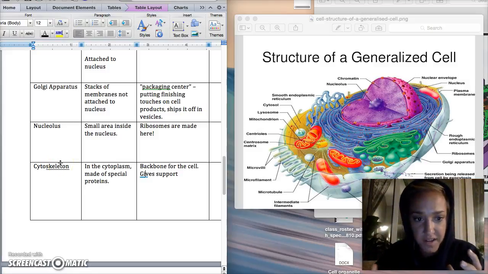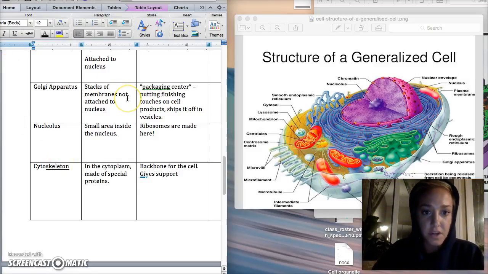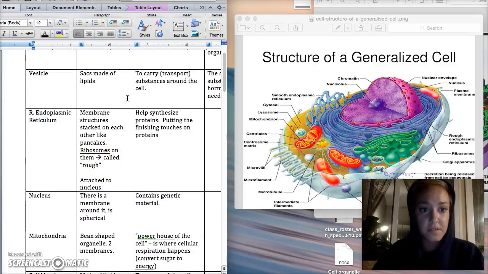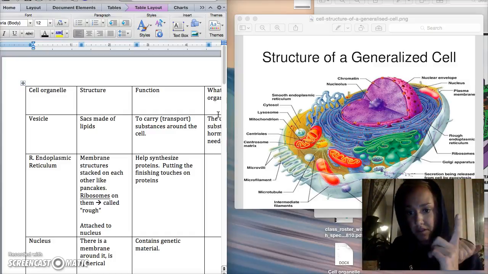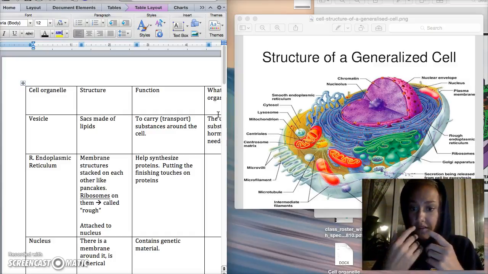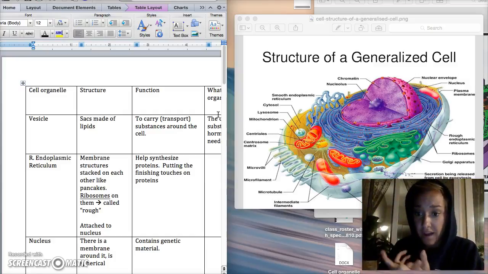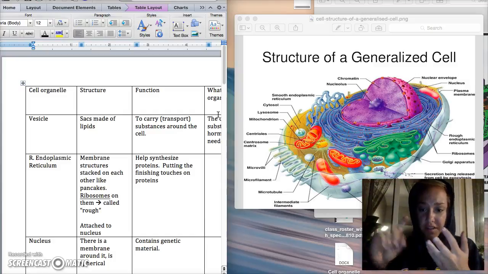Okay, I'm sorry I talked fast. I wanted to get through this. So at this point, hopefully you have this chart filled out. You have your cell picture you colored, which shows you where the structures are. You now have this picture. You have the Cell World app. You have the worksheet we're doing in the book. And you have the cell analogies.